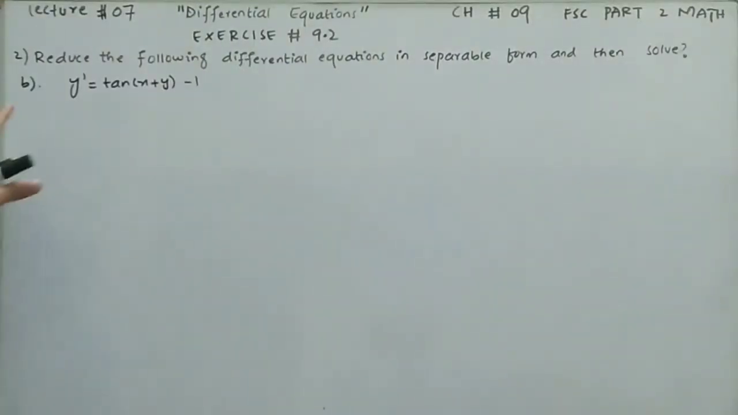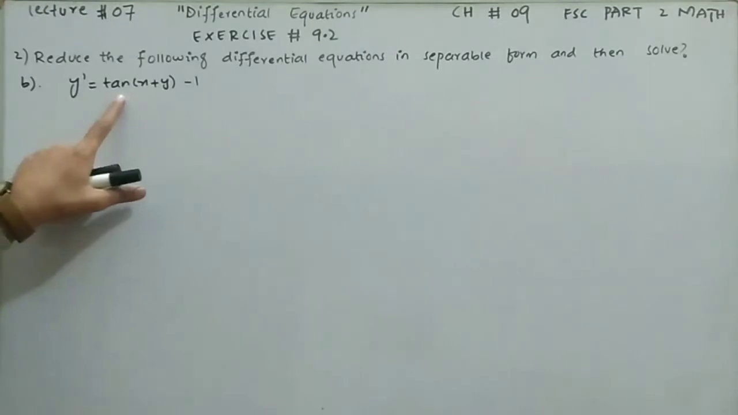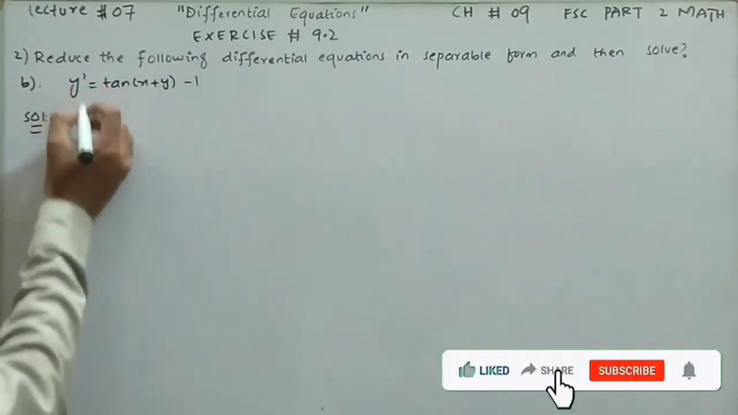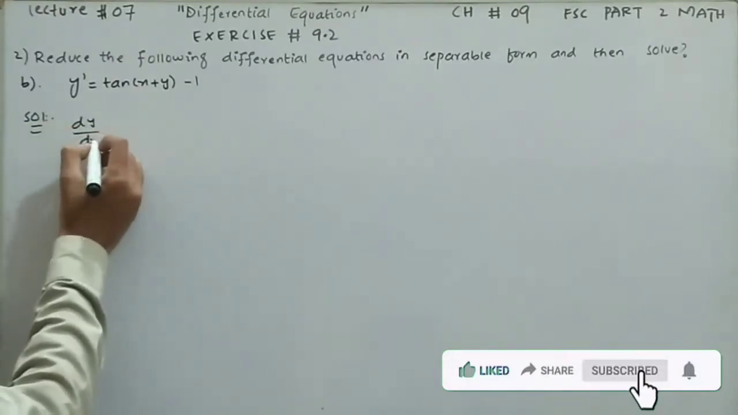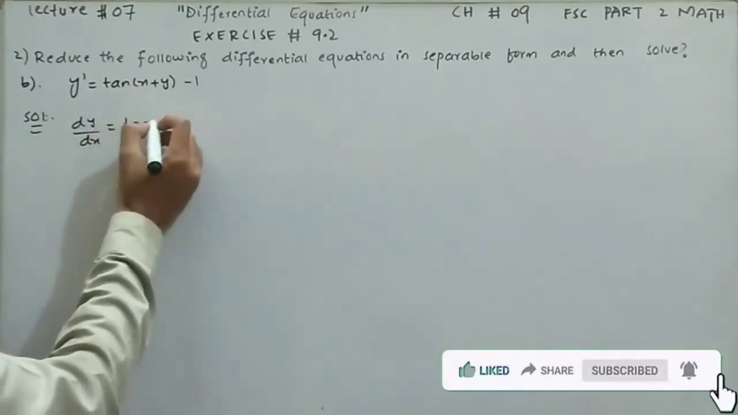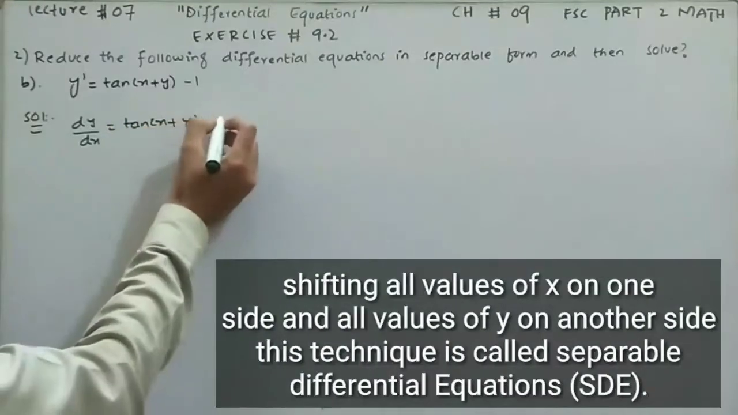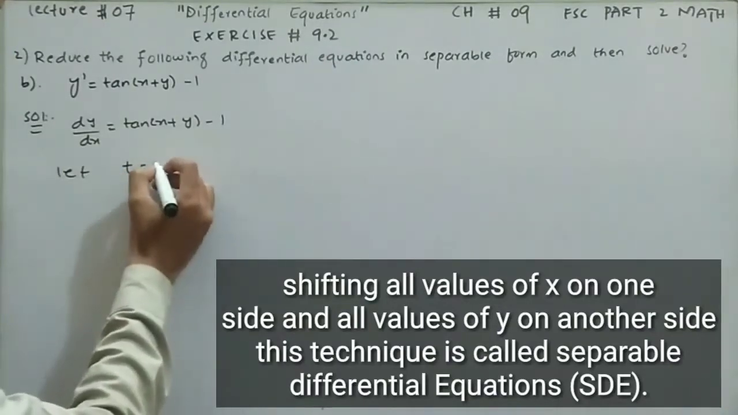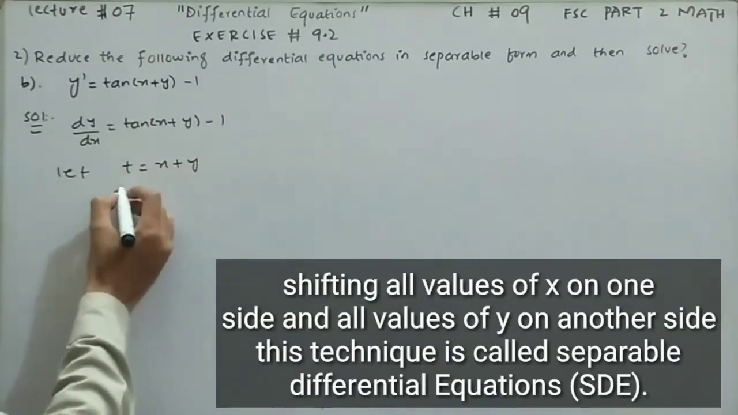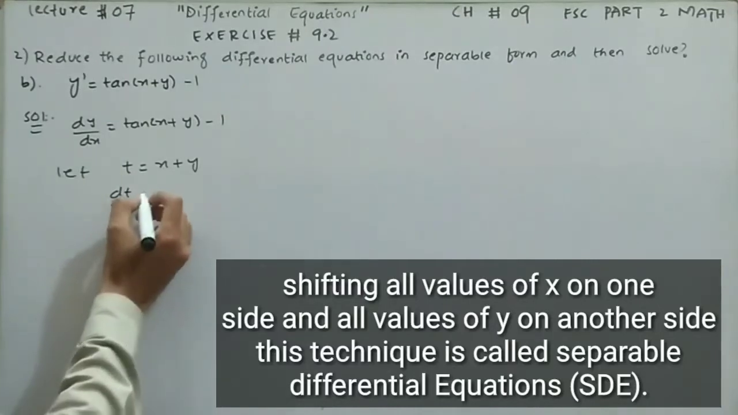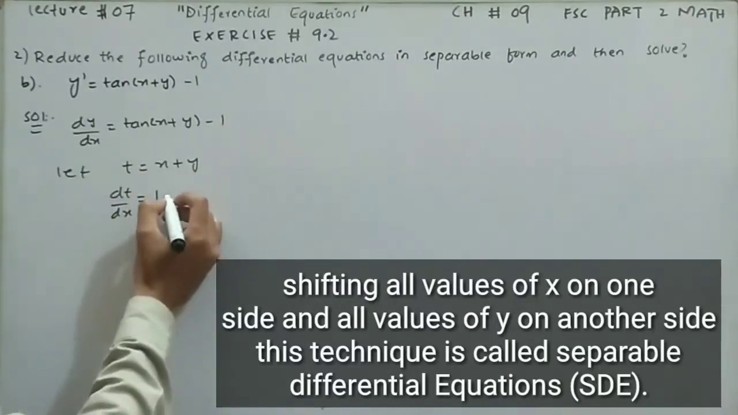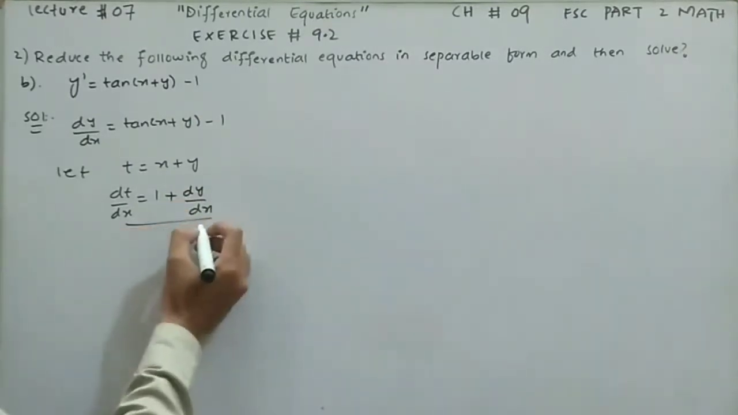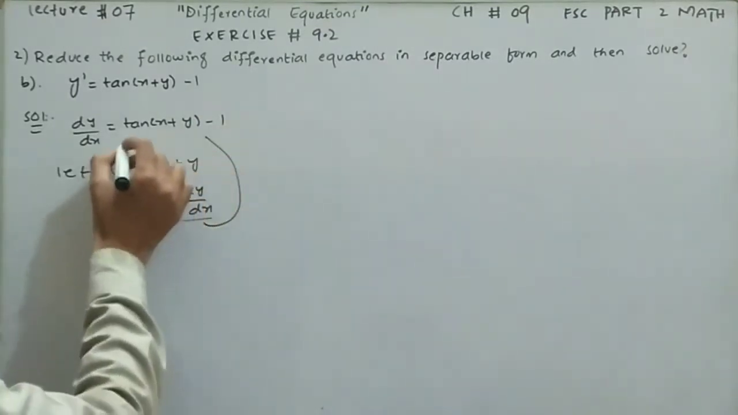Now let's understand part B. y dash is equal to tangent of (x plus y) minus 1. Moving to the solution of part B: y dash can be written as dy by dx equal to tangent of (x plus y) minus 1. Again using substitution, let's suppose x plus y is equal to the variable t. Taking the derivative of both sides with respect to x, it becomes dt over dx. The derivative of x with respect to x is 1 and the derivative of y with respect to x is dy over dx. So put this value in the given differential equation.